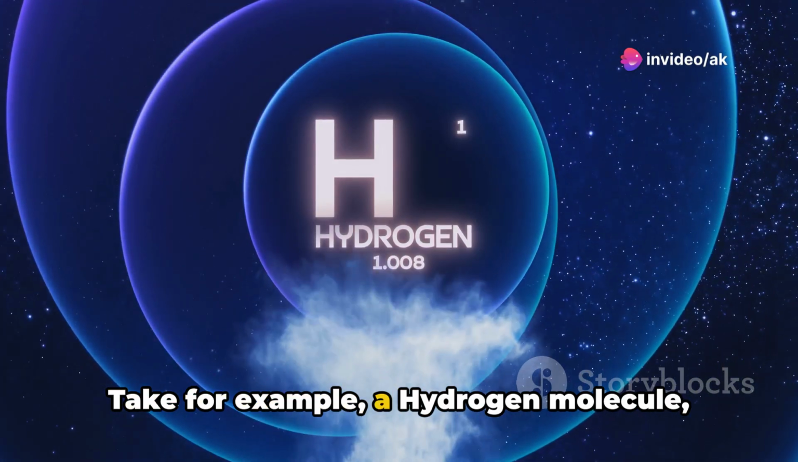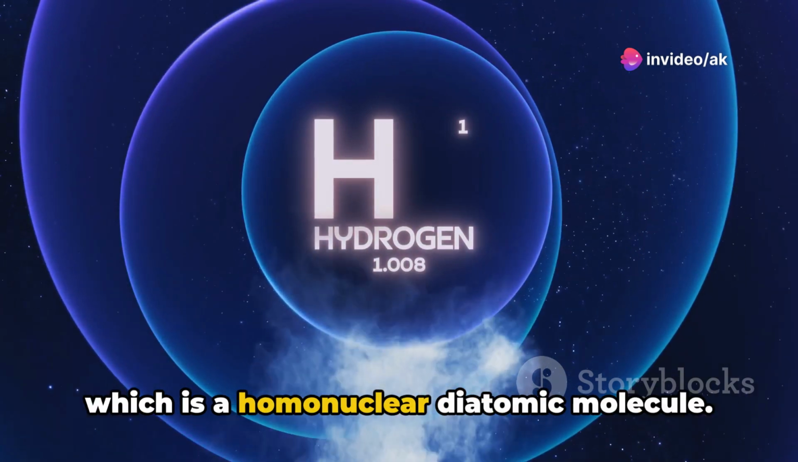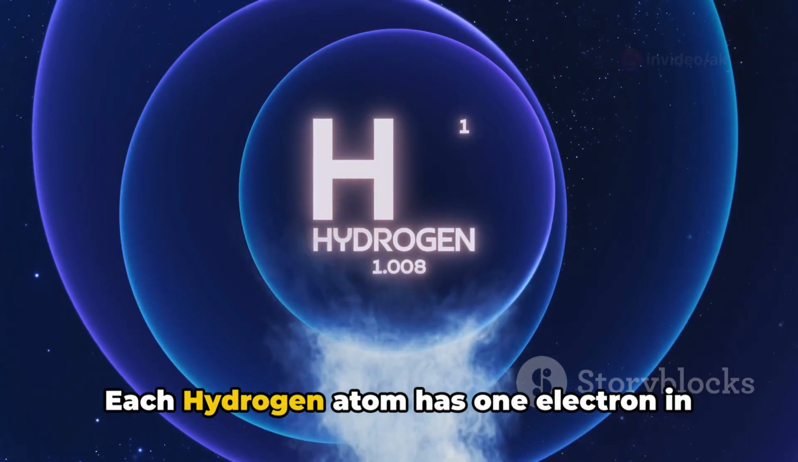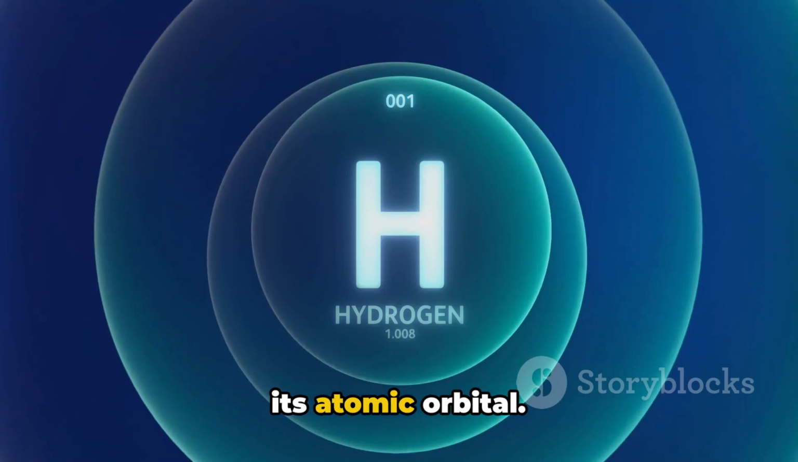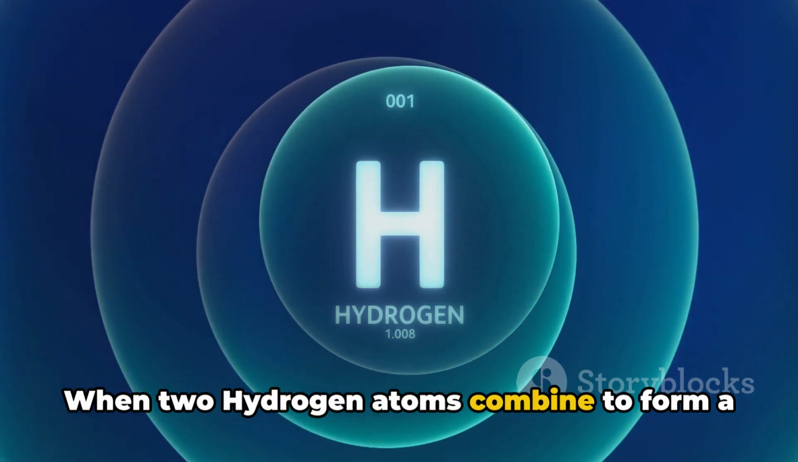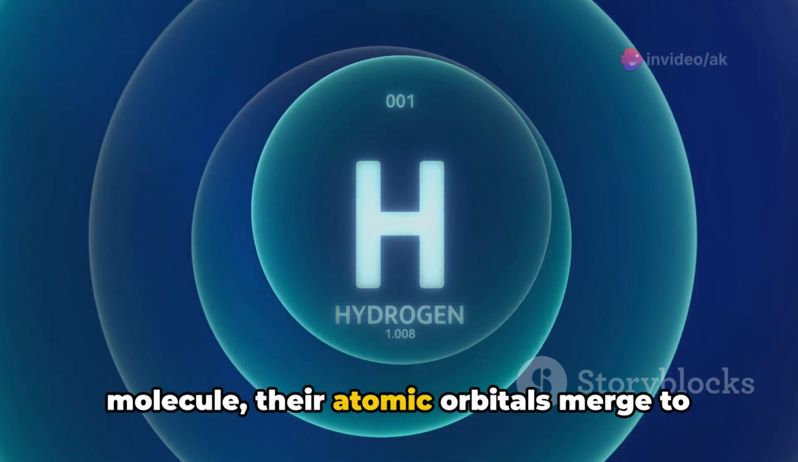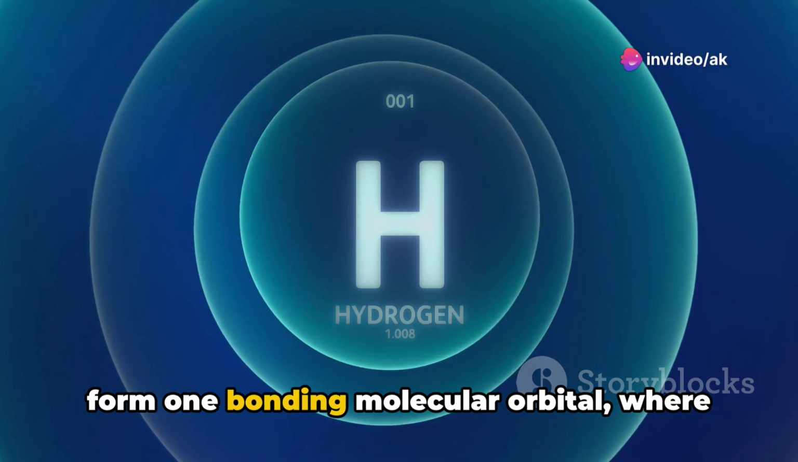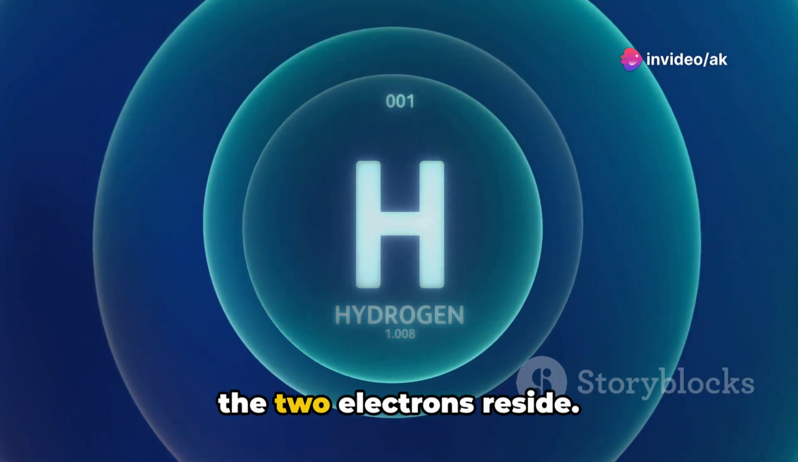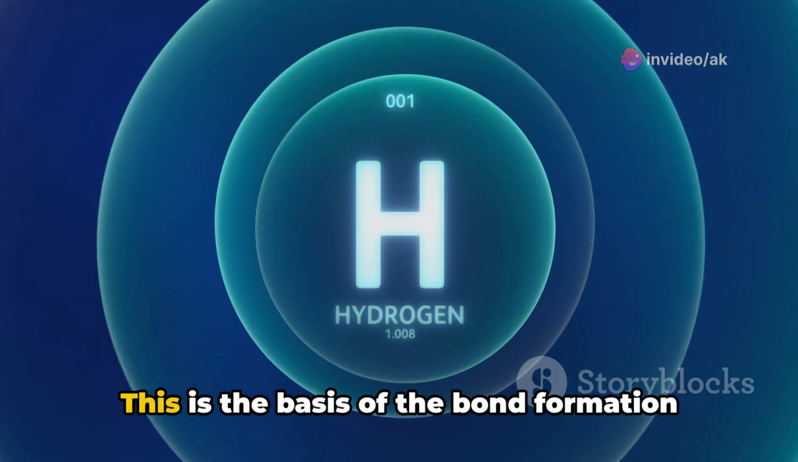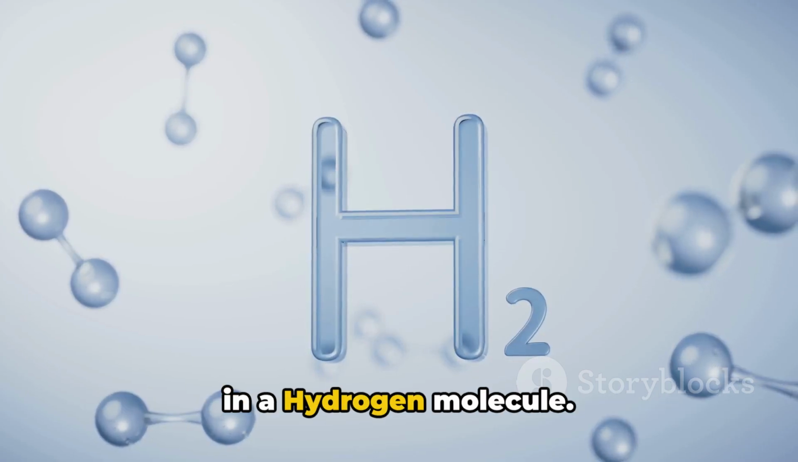Take, for example, a hydrogen molecule, which is a homonuclear diatomic molecule. Each hydrogen atom has one electron in its atomic orbital. When two hydrogen atoms combine to form a molecule, their atomic orbitals merge to form one bonding molecular orbital, where the two electrons reside. This is the basis of the bond formation in a hydrogen molecule.